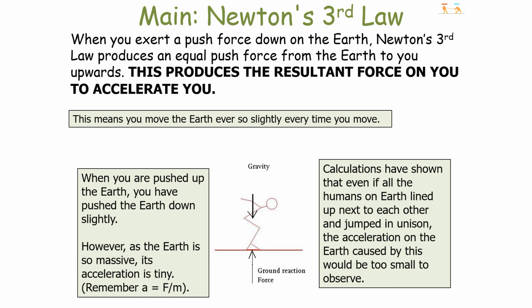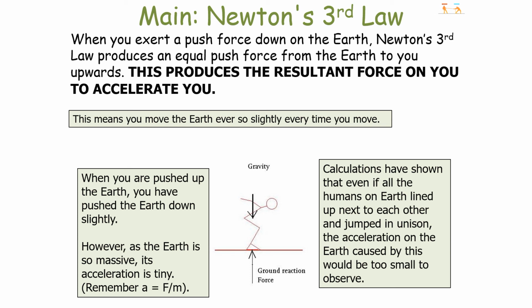off the earth. This means that when you move off the earth, the earth will move ever so slightly every time. Now when you push up on the earth, you will have pushed the earth down slightly. However, as the earth is very, very massive, the acceleration is tiny. Remember, acceleration is going to be force over mass. So because the mass of the earth is so large, the acceleration it experiences for that force is so small.